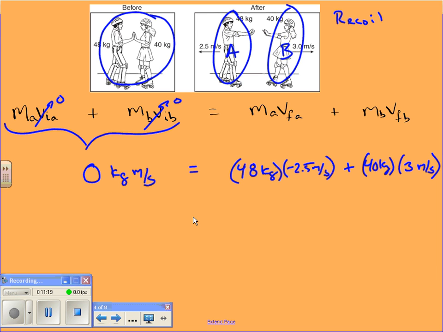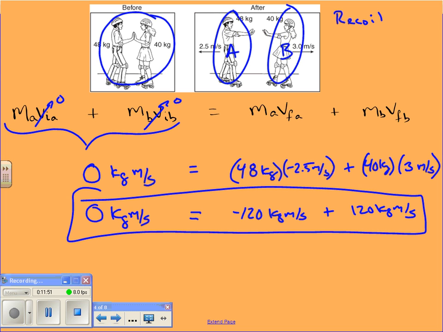So what do we have? A quick simple calculation will tell us that this does indeed support the law of conservation of momentum in this case. The boy's momentum after the interaction, or the push in this case, is negative 120 kilogram meters per second. The girl's momentum afterwards is positive 120 kilogram meters per second. Remember, they started off with a total momentum initially of 0 kilogram meters per second. So indeed, this does show the conservation of momentum.